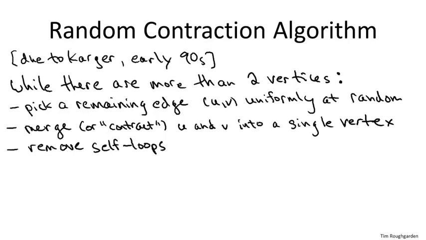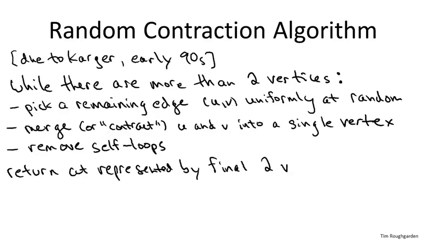Each iteration decreases the number of vertices that remain. We start with n vertices, we end up with 2. So after n minus 2 iterations, that's when we stop, and at that point we return the cut represented by those 2 final vertices. You might well be wondering what I mean by the cut represented by the final 2 vertices, but I think that will become clear in the examples, which I'll proceed to now. So suppose the input graph is the following 4-node, 5-edge graph. There's a square plus 1 diagonal.